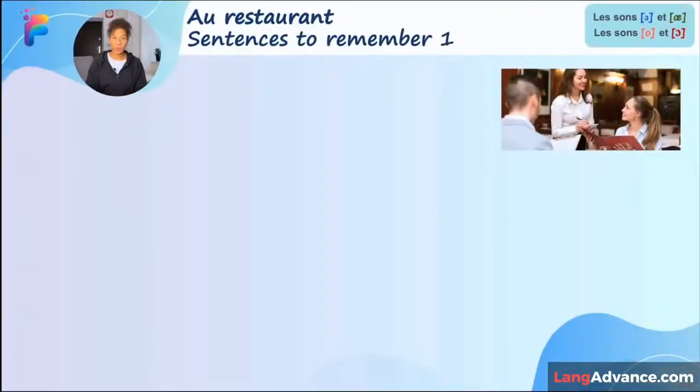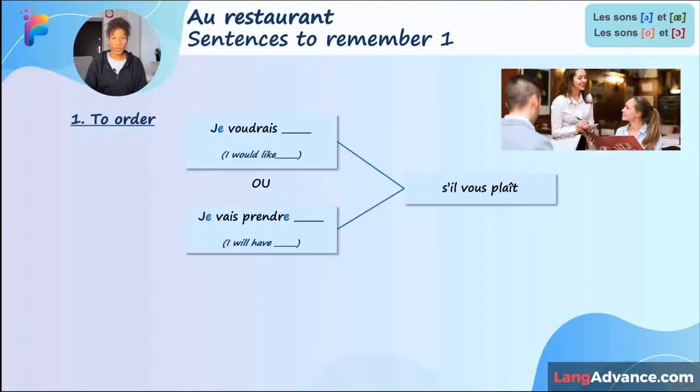Sentences to remember. When you're ready to order, you can use one of the 2 following options. You can go with je voudrais. Je voudrais, s'il vous plaît. I would like, fill in the blanks, please. Your second option is je vais prendre, s'il vous plaît. Je vais prendre, s'il vous plaît. Same here, you fill in the blanks.